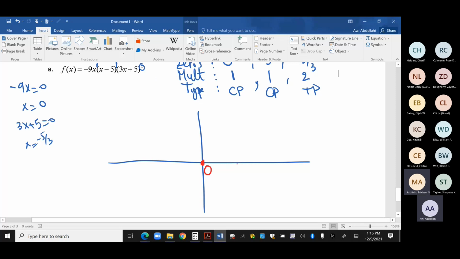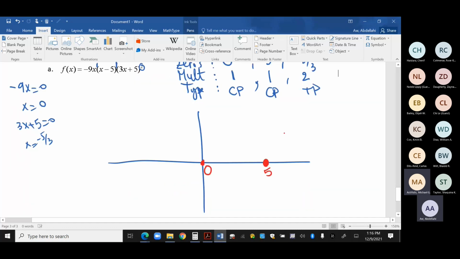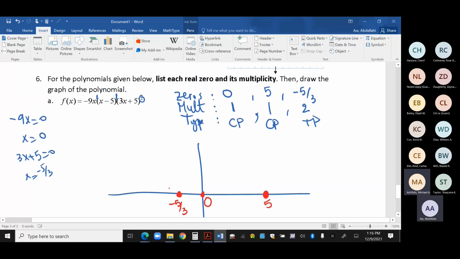I have the 0, 5. I have the 0, -5/3, which is about -1.6, right? Okay. At least I have to do one test. At least I have to test one interval, and then use whether they are cross points or turning points. At least I have to use one test.